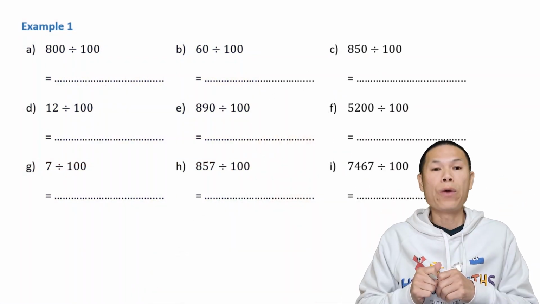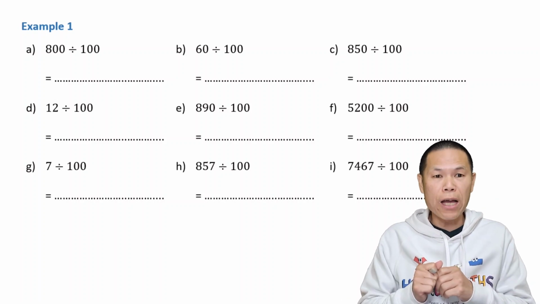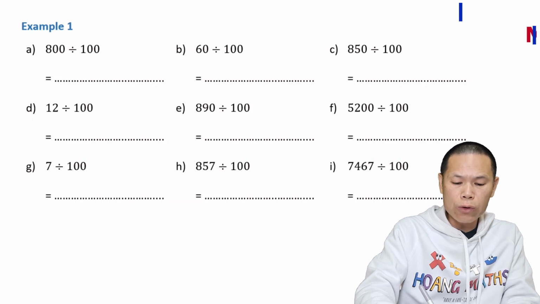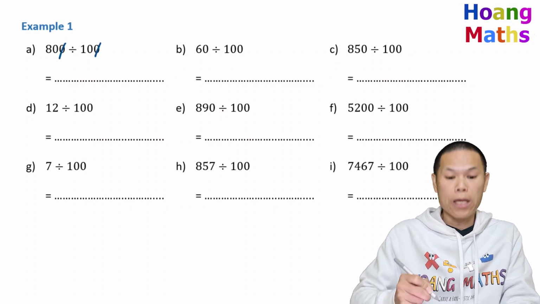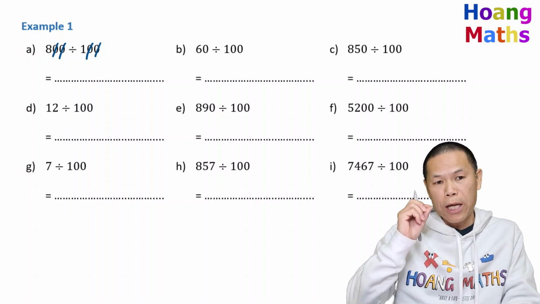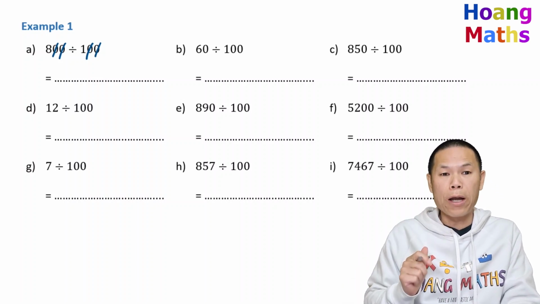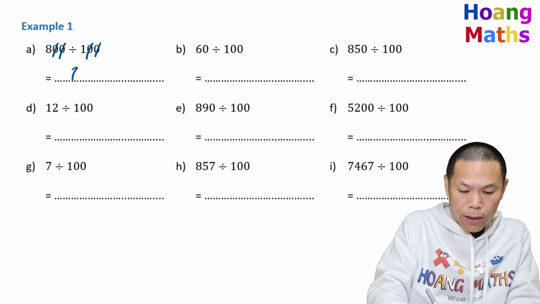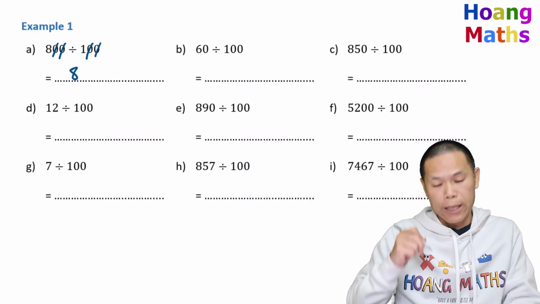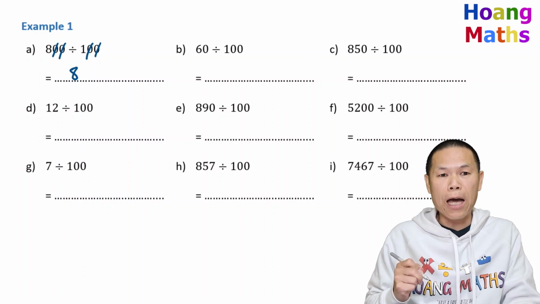Example 1. We have 800 divided by 100. So we can simply cancel this 0 with this 0, and then we cancel this 0 with this 0. So it becomes 8 divided by 1. So the answer is 8. So there you go.